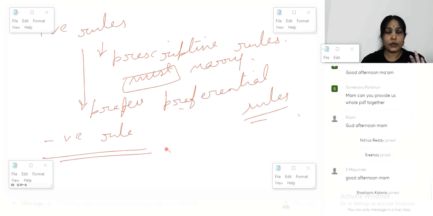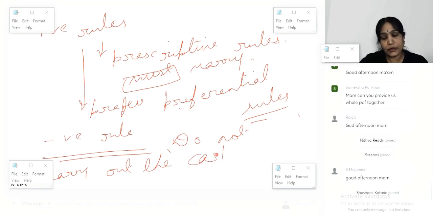Negative rule means, okay, you do not marry. In what cases do we say, listen very carefully, do not marry outside the caste? Within our caste, you bring whoever you want, we will get you married. This kind of rule is called a negative rule.